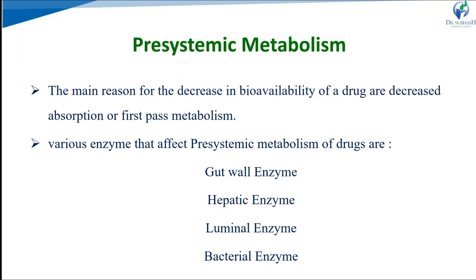Pre-systemic metabolism or first pass metabolism is the main reason for a decrease in the bioavailability of any drug. It is one of the parameters by which absorption is reduced, decreasing the bioavailability of the drug due to the first pass effect. Various enzymes are involved in pre-systemic metabolism, like gut wall or mucosal enzymes, hepatic enzymes, and luminal and bacterial enzymes present in parts of the GI tract that metabolize the drug.